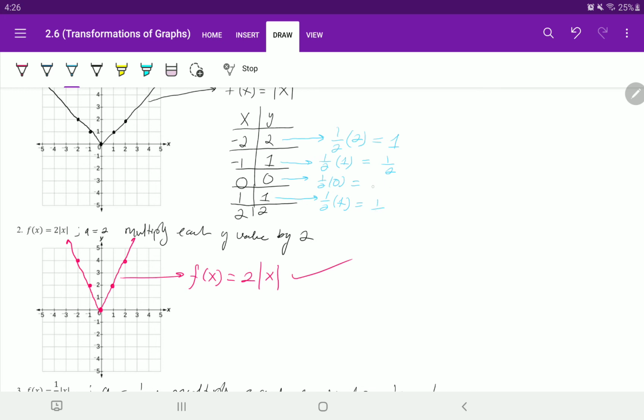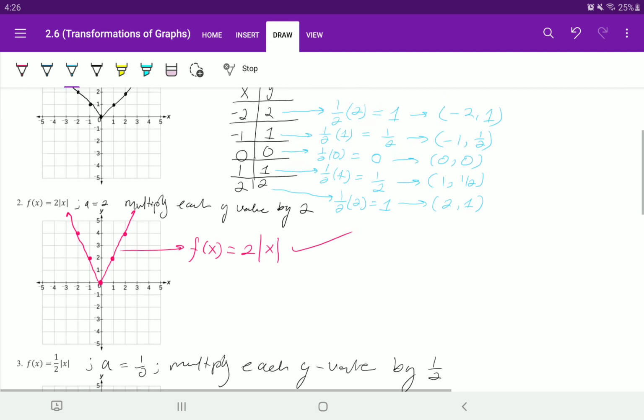I'm going to put 0 here. My apologies, because 1/2 times 0 is 0. 1/2 times 1 is just 1/2. And half of 2 is 1. And our coordinates are going to be -2, 1, -1, 1/2, 0, 0, 1, 1/2, and 2, 1. And if you notice, the x coordinates stay the same. The y changes.